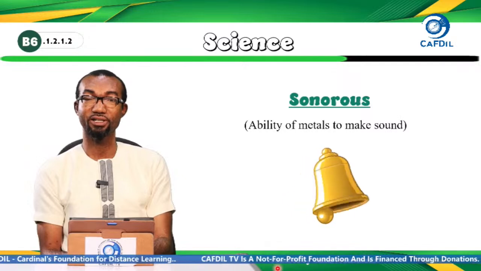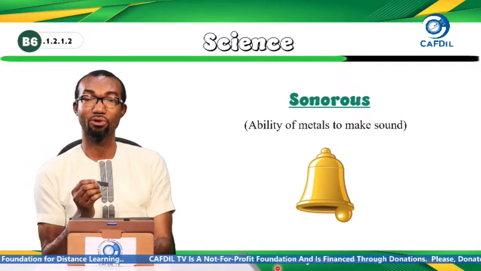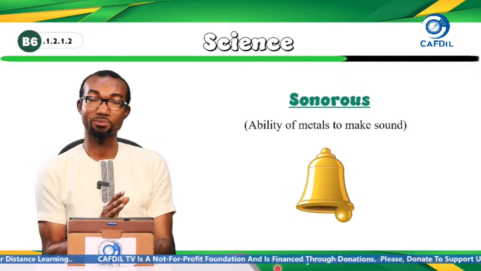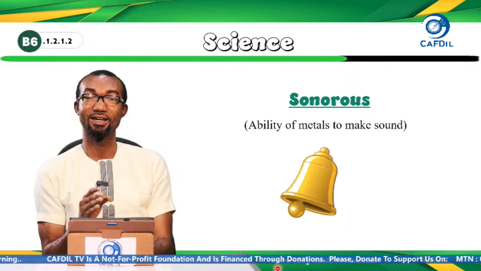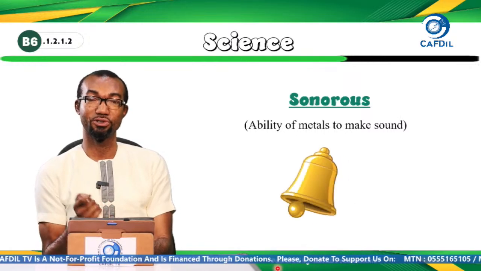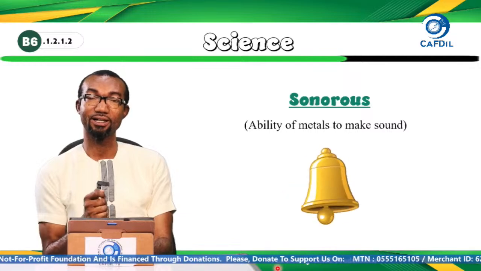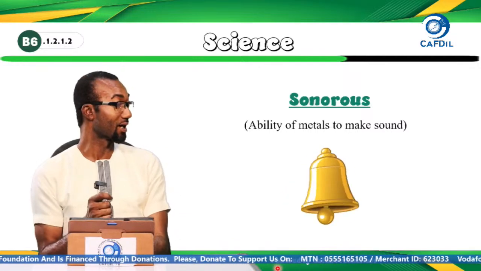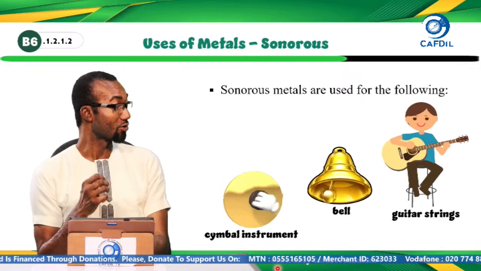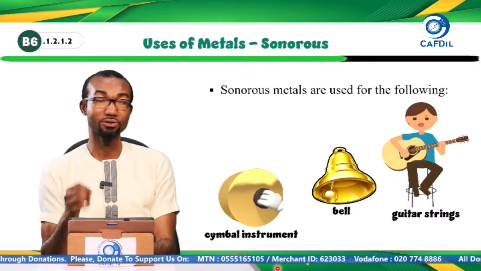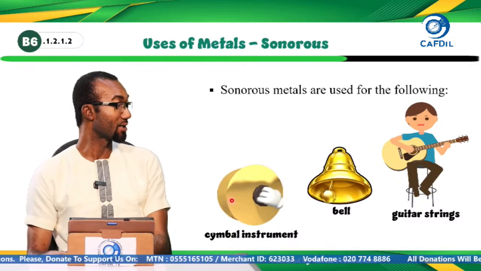So the ability of metals to make sound, that is what we call sonorous. If you take a saucepan from your mom's kitchen and hit it with a spoon, you see that it starts making noise. And that is what we call sonorous as a property of metals. So metals being sonorous, we can use them to make cymbal instruments.